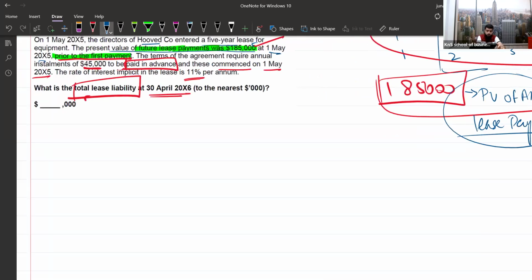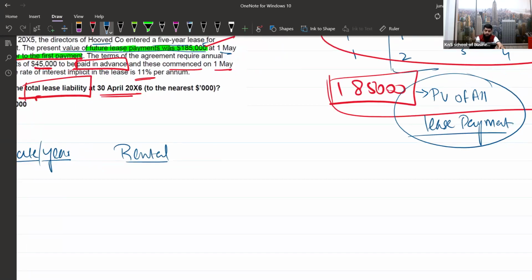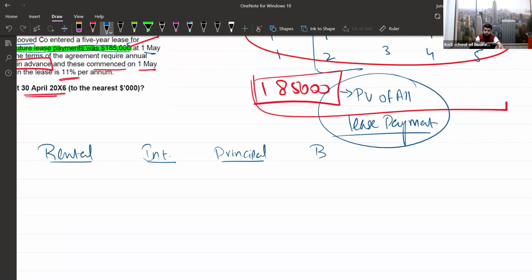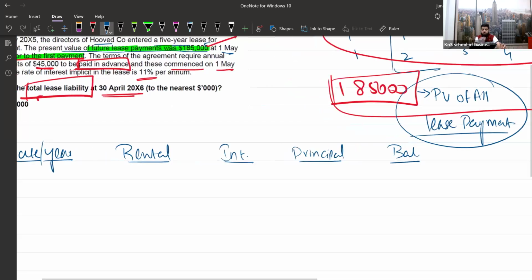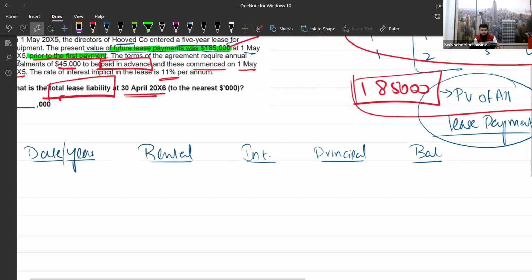Now, how are we going to solve this question? First of all, we'll make a column for the date on which the payment is made, or we can call it the year. The second column is the rental. The third column is the interest, or we can call it the finance cost. The next column is the principal payment, and the last one is going to be the balance column. Remember, you can definitely modify these columns as per your understanding.